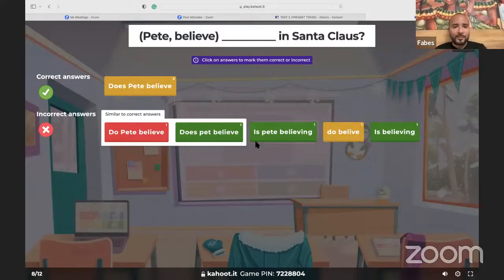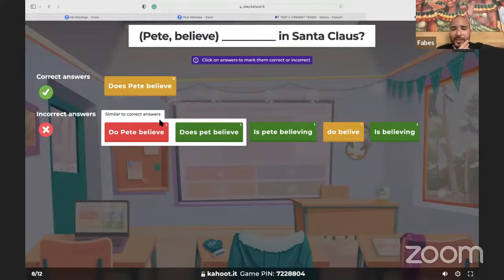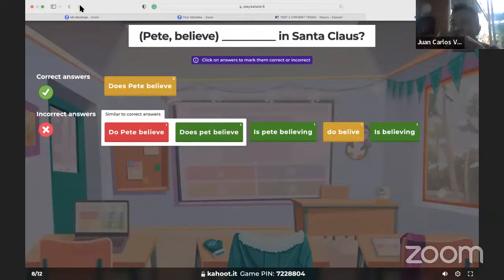Why not? Does anybody know why I don't say is Pete believing? Does anybody know why I can't say is Pete believing? Can anybody give me a reason? I know it's a loaded question, right? Están ahí ustedes como que, es una trampa. Es una trampa. Because the sentence doesn't express the line, the time.